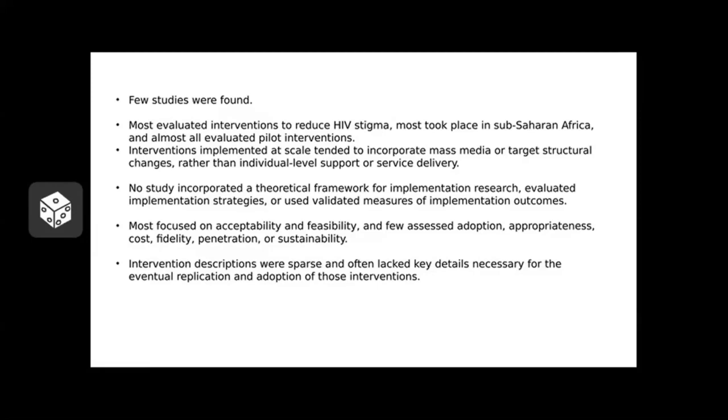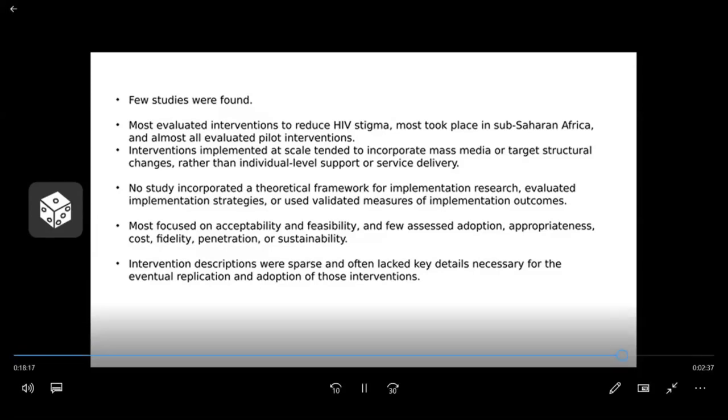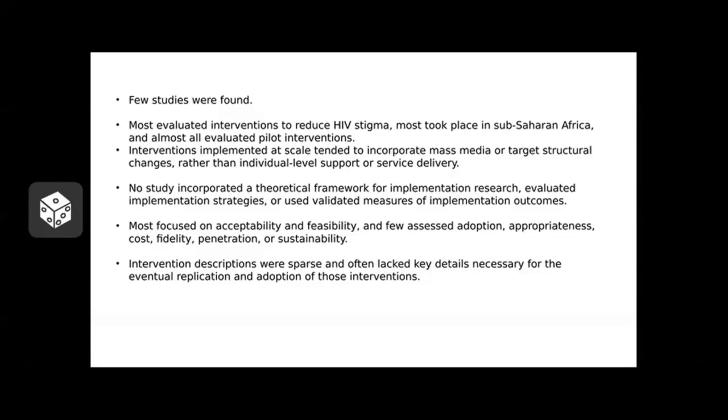We didn't see studies evaluating and really defining their implementation strategies, which we consider important, or really using validated measures of implementation outcomes. Most of these focus on acceptability and feasibility, but really few focus on adoption, appropriateness, cost, fidelity, penetration, and sustainability, which are more the system level outcomes that are really important when we're thinking about taking interventions to scale. We really didn't see a lot of description of interventions. We really look for that. Do people really well specify their interventions? Because I think that will support replication and adoption of those interventions.